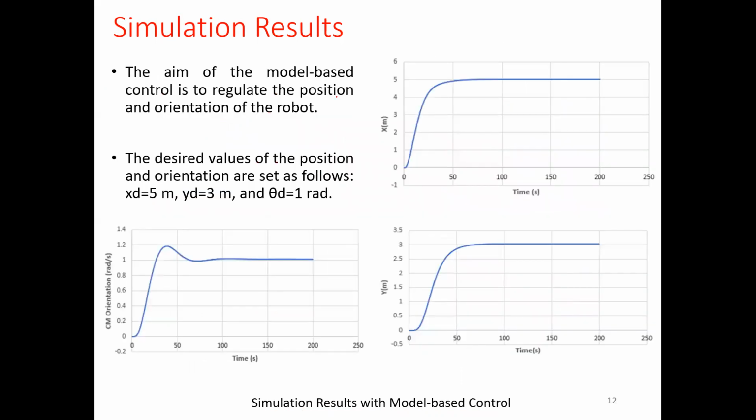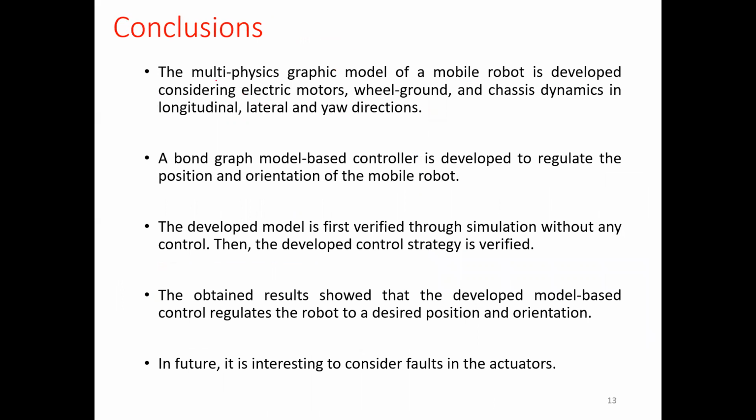Now we check our controller, the model-based control, and the aim is to regulate the position and orientation of the robot. The desired position and orientation of the robot are taken as 5 meters, 3 meters, and 1 radian. From the results, we can see that with the model-based control, the robot settles at the desired 5 meter position in X, 3 meter position in Y, and 1 radian angle in orientation theta. So the controller is working well.